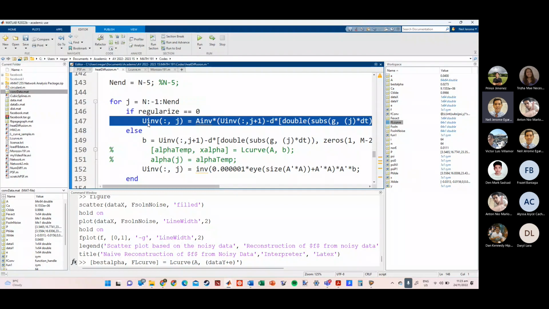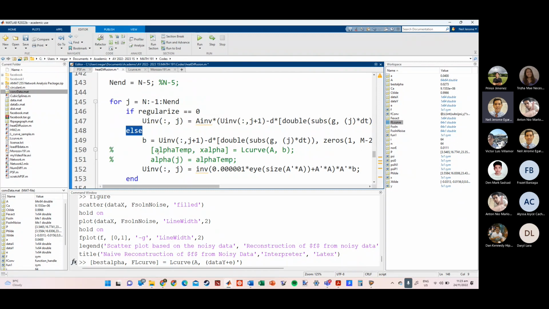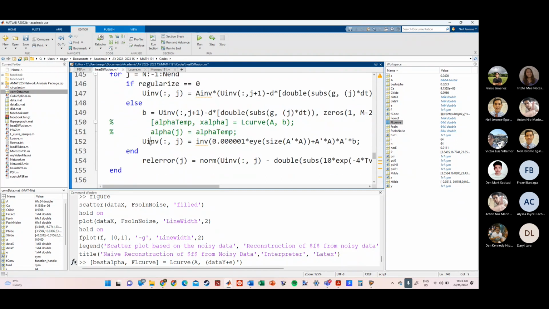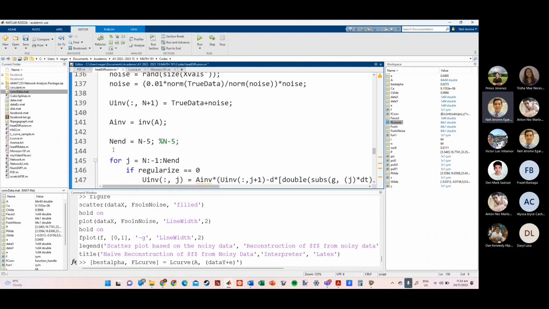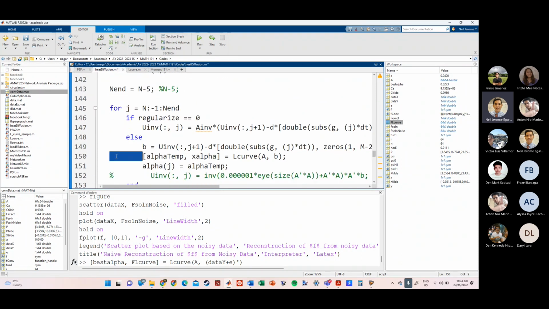Remember kanina ang regularized value natin ay 1. So pupunta siya sa else, so pupunta siya rito. Okay. So comment ko lang yan. Ito yung gusto ko, yung lines 150 to 151. Ang gagawin dito ay, kung makikita nyo, dito sa line na to, tatawagin niya ng paulit-ulit yung L-curve, kasi nasa loob to ng for loop, diba? For loop on J from N to N end.